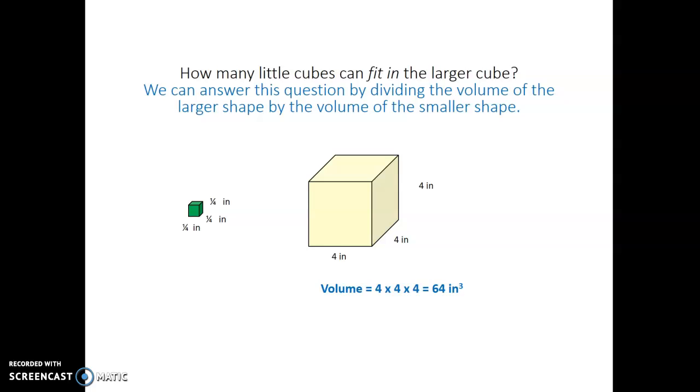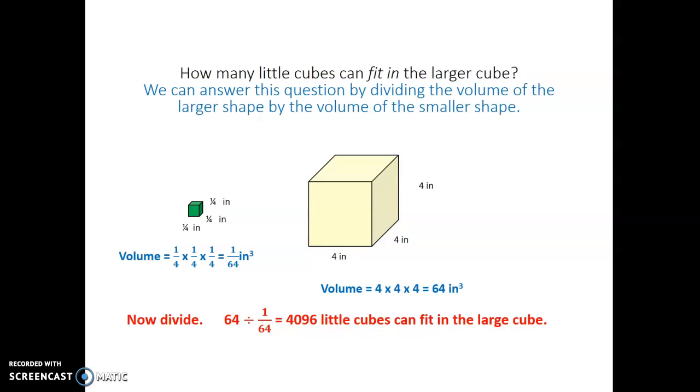So what I mean is, I need to find the volume of the larger cube. 4 times 4 times 4 is 64 inches cubed. I need to find the volume of the smaller cube. 1/4 by 1/4 by 1/4, which is 1/64 inches cubed. Now, remember how we said we're asking really how many of these fit in here, and that really means division? What I'm going to do is take the volume of the larger cube, 64 inches cubed, and divide it by 1/64 inch cubed. And when I do that, remember, keep, change, flip, I'm going to get 4,096 little cubes that fit into the larger cube.